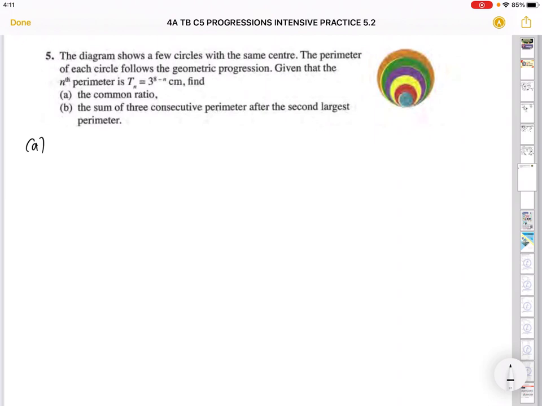Yeah, actually you can, but I find that when I read the question, I need to know my second largest, first largest, and all that. So maybe I just find T1 for you, easier to understand. For T1, we substitute n with 1, so it's 3 power 7. You can write this as 2187, or you can leave it as 3 power 7 first. Now my T2 is 3 power 8 minus 2, which is 3 power 6, which is 729. To find your common ratio, we just take T2 divided by T1.